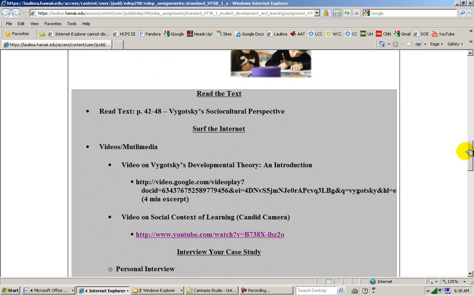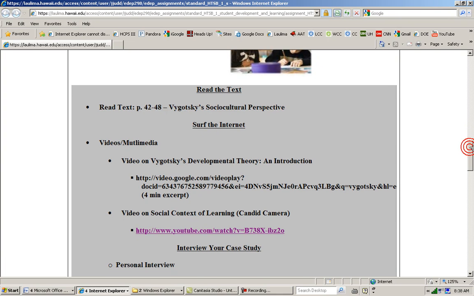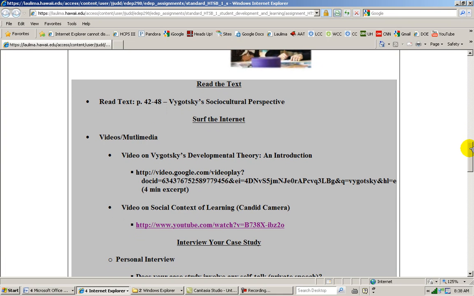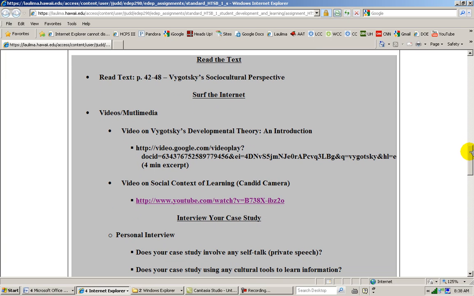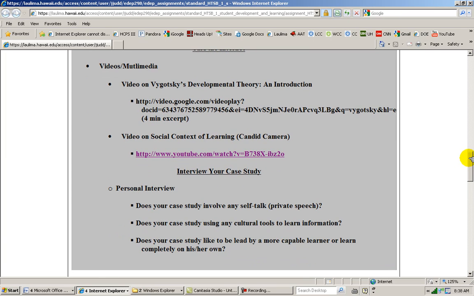So please read the text. Wonderful description of his socio-cultural perspective. You notice he calls it socio-cultural because he believes that culture develops our thought through language. And there are some excellent internet sources on Vygotsky. There's an excellent one on social context of learning, meaning how we respond to other people, and a little candid, funny one.